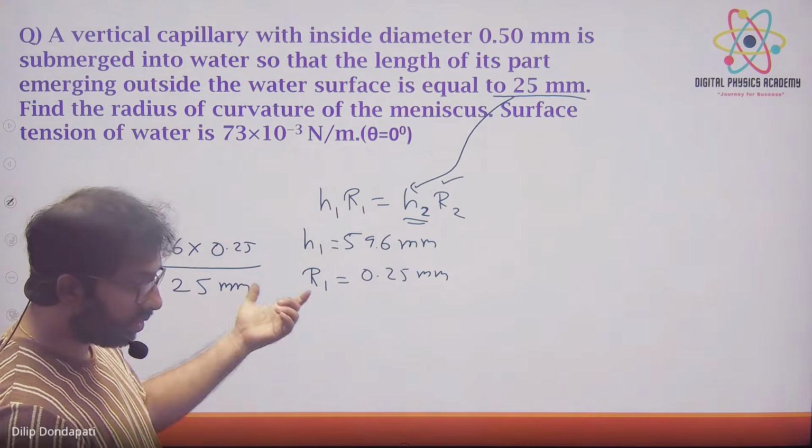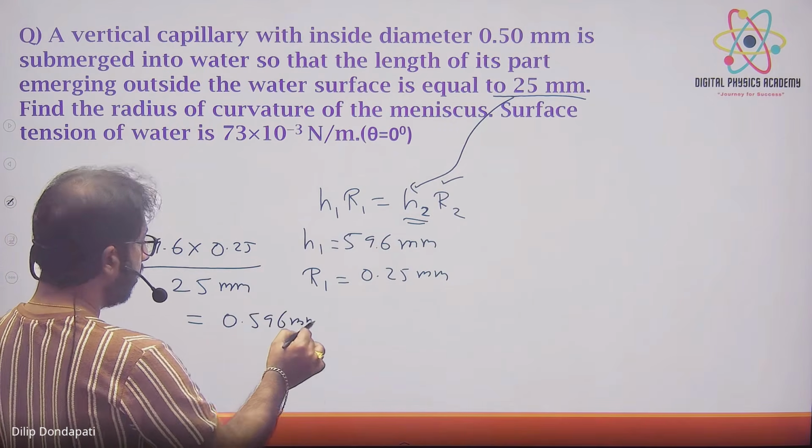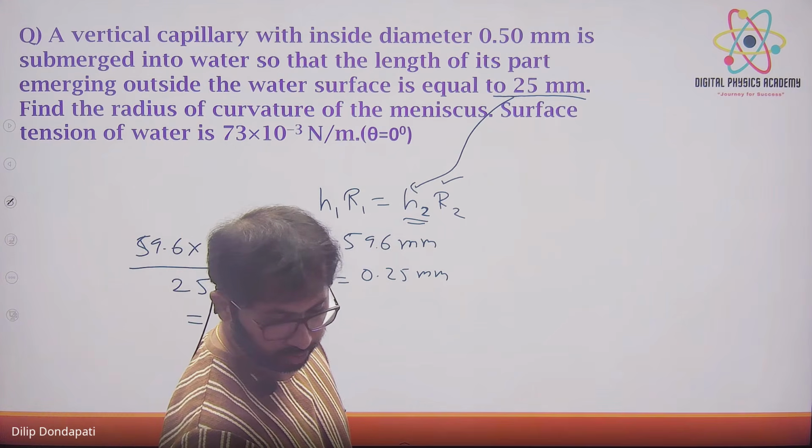Then you get, wait, 1 second. Millimeters and meters. You get 59.6 divided by 100, that's 0.596 millimeters. Yes, 0.596 millimeters. This is a complete chapter on mechanical properties of fluids done successfully. Okay.